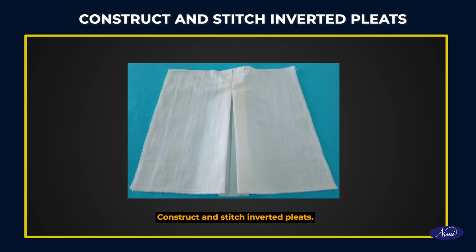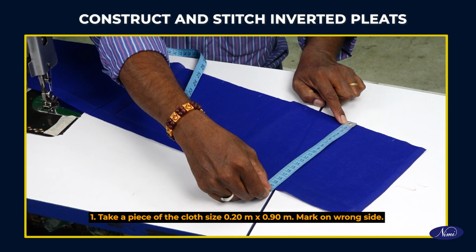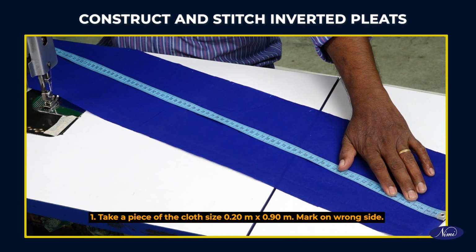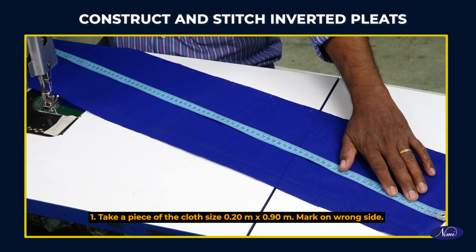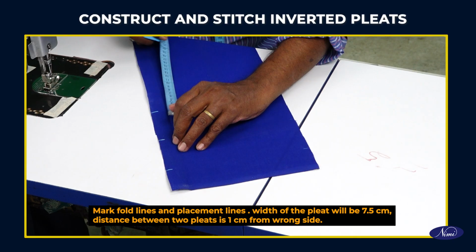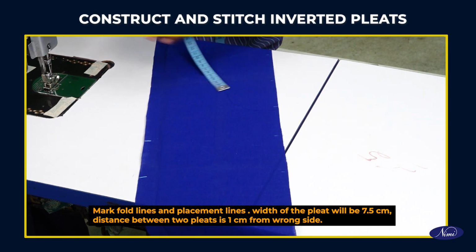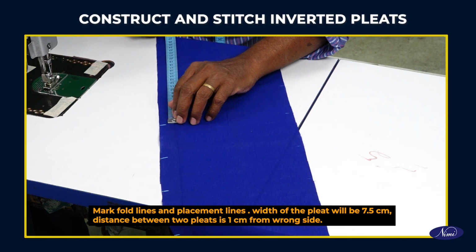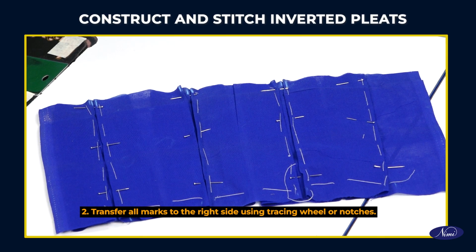Construct and stitch inverted pleats. Take a piece of cloth size 0.20 meter by 0.90 meter. Mark on wrong side. Mark fold lines and placement lines. Width of the pleat will be 7.5 centimeter. Distance between two pleats is 1 centimeter from wrong side. Transfer all marks to the right side using tracing wheel or notches.